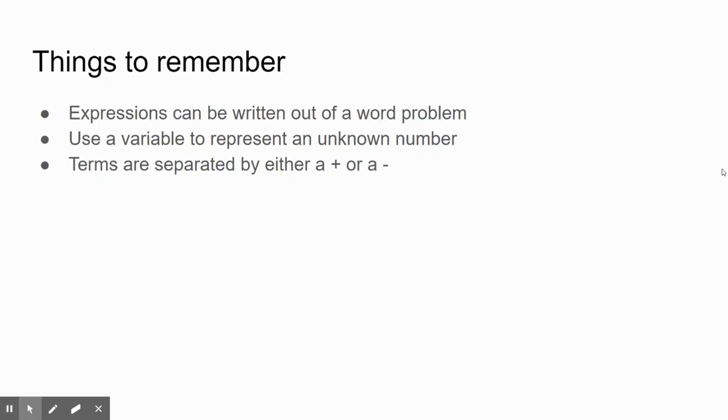We don't know what it's equal to, so we just use a variable, usually x, but you can use whatever variable you want. It doesn't really matter. And then finally, terms are separated by either a plus sign or a minus sign. That should tell you how many terms you have in your expression.